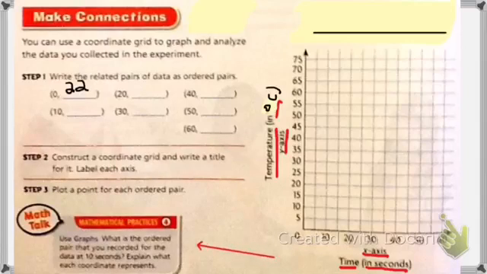And finally, we're going to work on our math talk, our mathematical practices. For using graphs, it says, what is the ordered pair that you recorded for the data at 10 seconds? Explain what each coordinate represents. So what's the ordered pair at 10 seconds? What each coordinate represents, which means what does the first number in the ordered pair represent or stand for? What does the second number in the ordered pair represent or stand for?